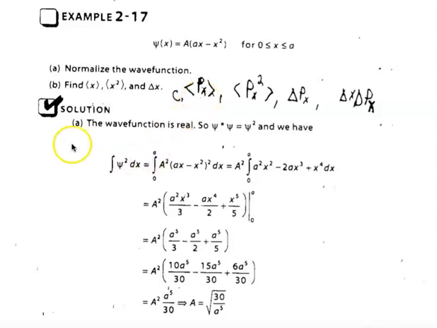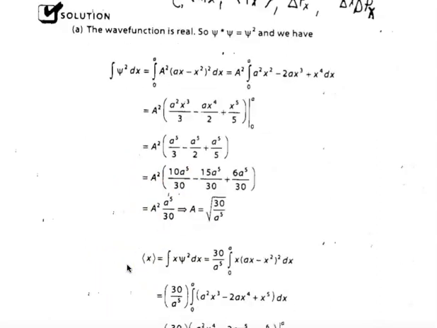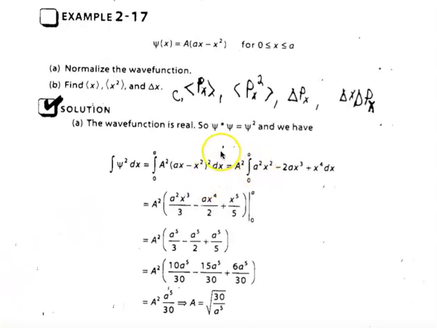Okay, so the first part has already been done for you, but every student must know how to implement this task in this course. So what you're going to do is we want to integrate psi star psi times dx, and we want to set it equal to 1. That's a requirement. If you set it equal to 1, you will get a specific value for capital A, a necessary condition. That's the feature that we call normalizing a wave function.